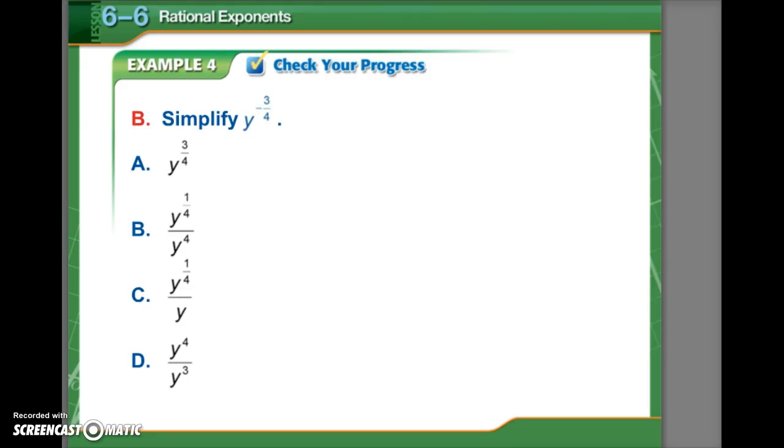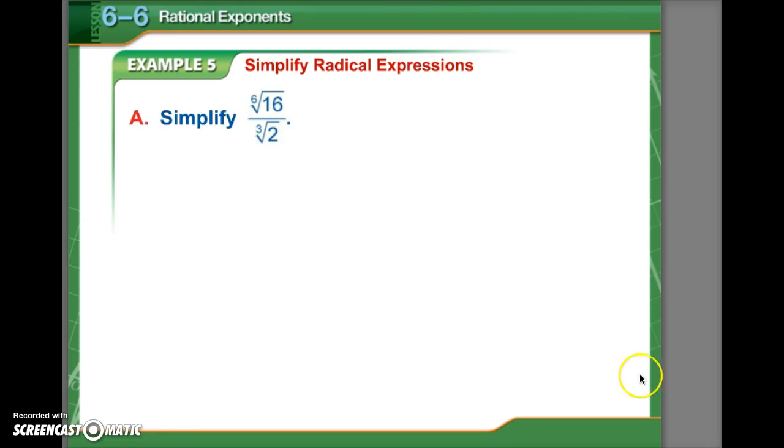We're going to look at part B for checking our progress. We have y to the negative 3/4. Pause the video as long as you need. When you have your answer, go on to the next slide. And our answer this time is letter C, y to the 1/4 over y, or the 4th root of y over y. Okay, we're going to pick up with example 5 in the next video.